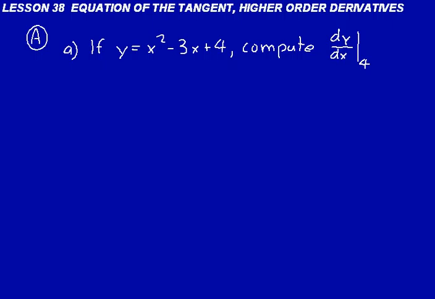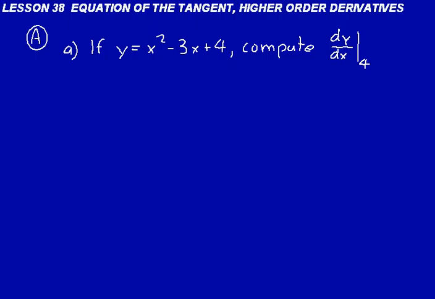Now look at this problem here. I have: if y equals x squared minus 3x plus 4, compute dy/dx, and then I have that bar and a 4. What that means is find the slope at x equals 4. Get a numerical value for the derivative at x equals 4. So that means the slope of the tangent line at that particular point, right?